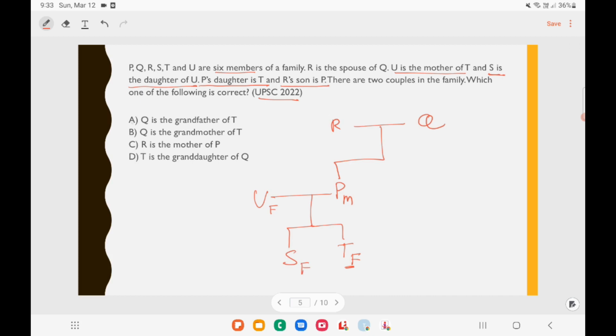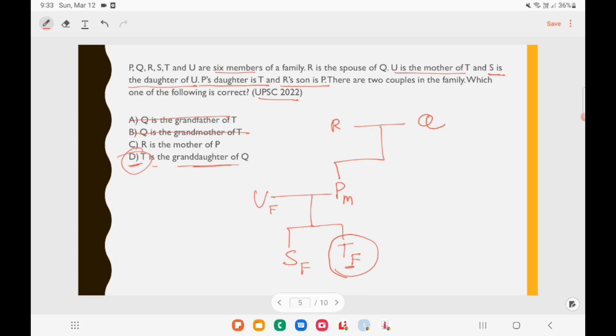Now if you see these options, option A says that Q is the grandfather of T. So we don't know the gender of Q. So we don't know whether Q is the grandfather of T or the grandmother of T, right? So options A and B will be wrong. And if you see option D, T is the granddaughter of Q. The gender of T we already know, it's a female. So T is the granddaughter. So option D is the correct answer. Again, if you see this question, gender was very important. So that's why I told you that 2 things are actually very important when it comes to blood relations.